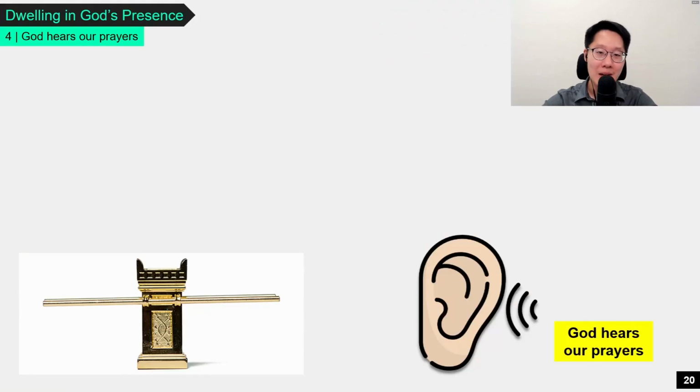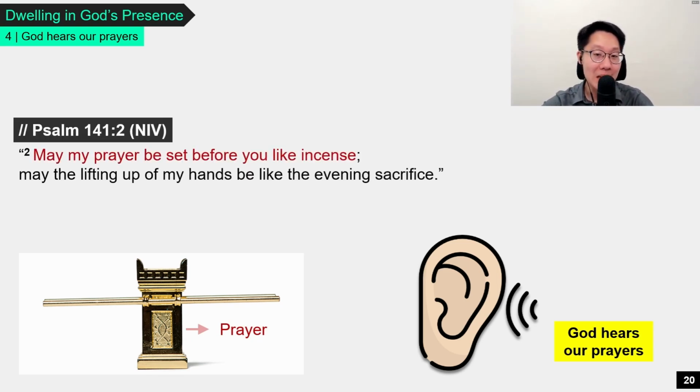So the priest would burn incense on the altar every morning and evening when he attends to the lamps, right? So there's this smoke coming up from on top of the altar of incense when he's burning the incense. And in the Bible, burning incense is often a picture of prayer. We can see that even from King David when he prayed in Psalm chapter 141, verse 2. He says, may my prayer be set before you like incense. May the lifting up of my hands be like the evening sacrifice.